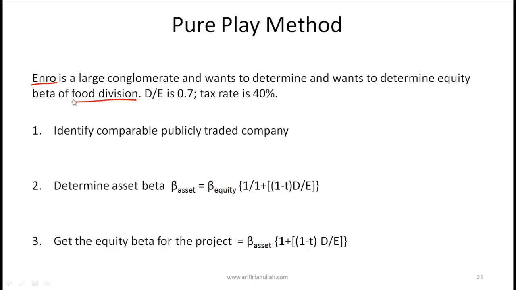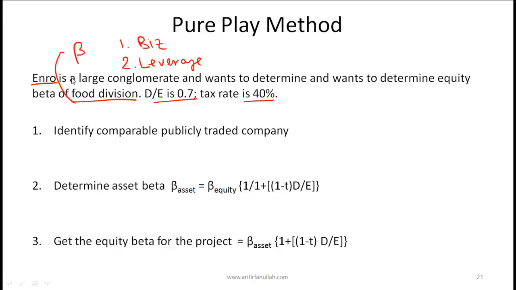And if you recall, to figure out the beta of the food division, we said that it would depend on two things. It would depend on the type of business, so this would be based on the operational risk, and second, it would depend on leverage, which means financial leverage, how much debt this firm has taken on. We are also given that for this food division the debt to equity ratio is 0.7 and the tax rate is 40%. So this is data given for the food division.